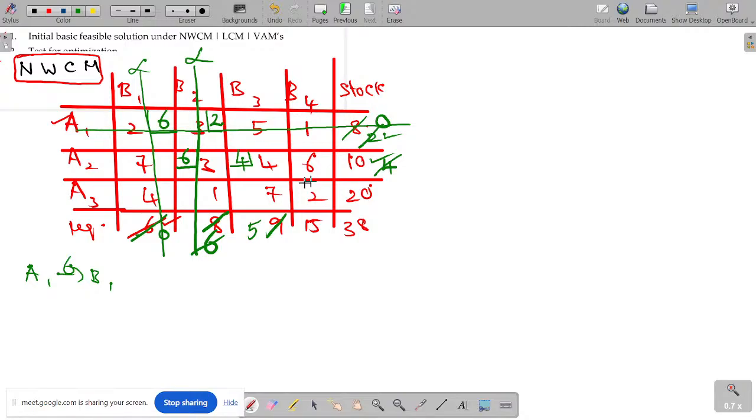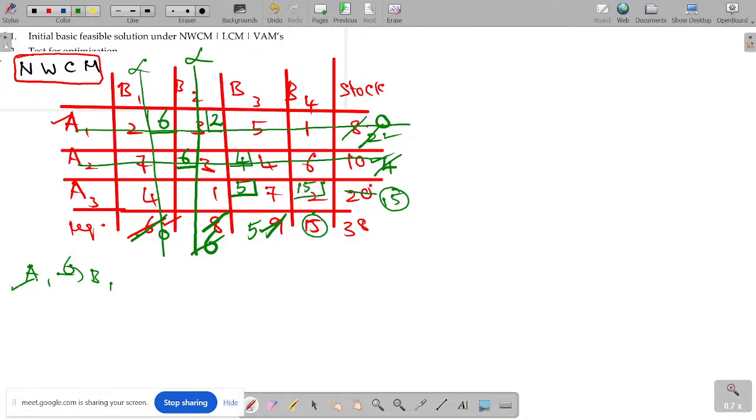And nothing to do with A2. So strike off this line and we are only left with A3, B3 and B4. So the top left corner is this one, and 5 units are required, so 5 and the remaining 15. So definitely this 15 and this 15 have to match. That's why we say it's a balance problem. So allocate 15 over here.